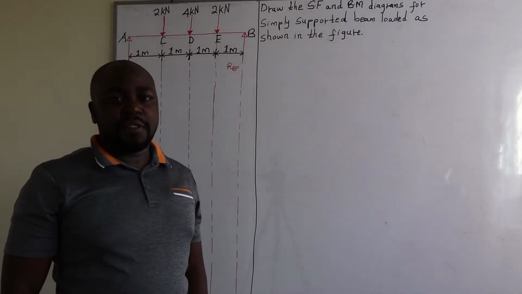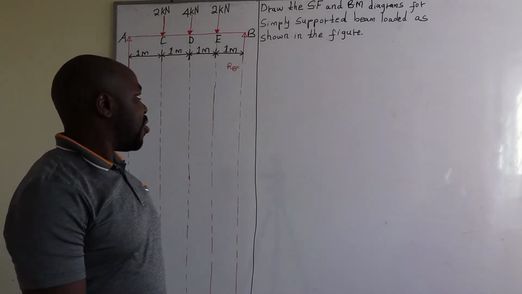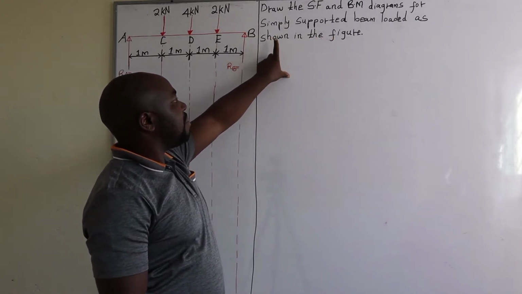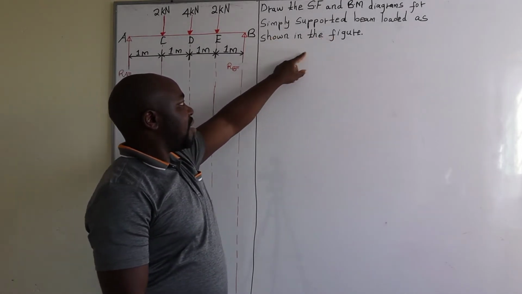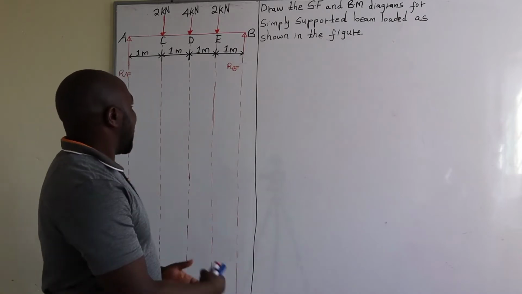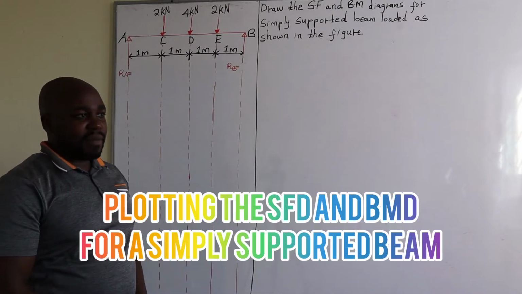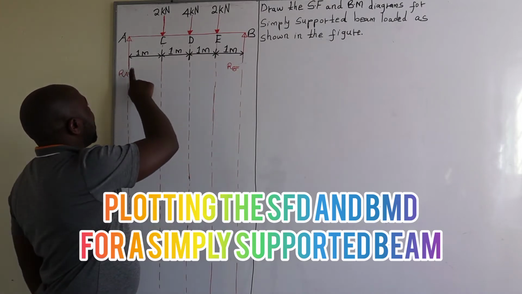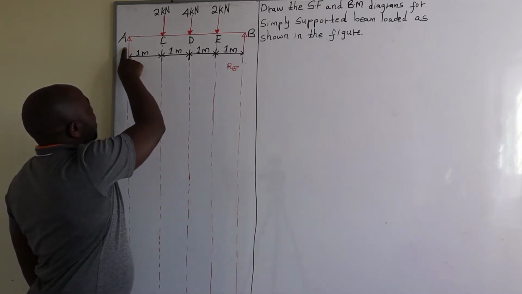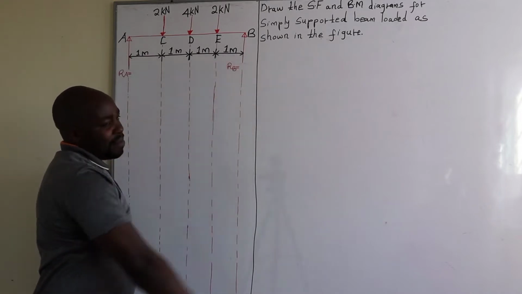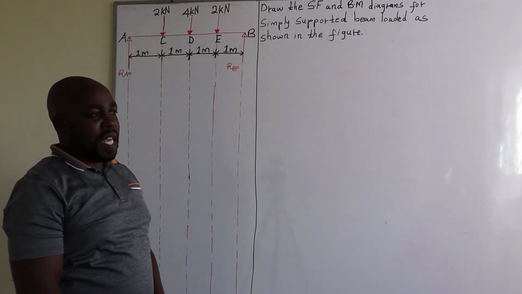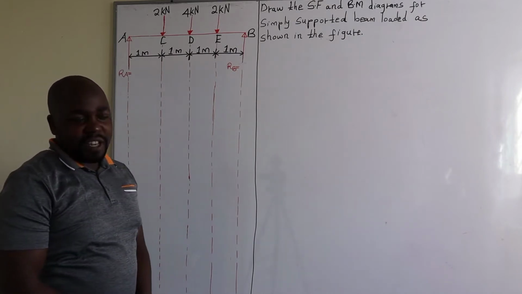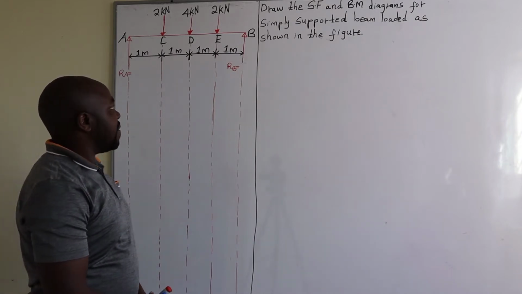Hello ladies and gentlemen, welcome again as we draw the SF and BM diagram for a simply supported beam loaded as shown in the figure below. The figure above is a simply supported beam with two supports, one support at end A, the other support at end B.